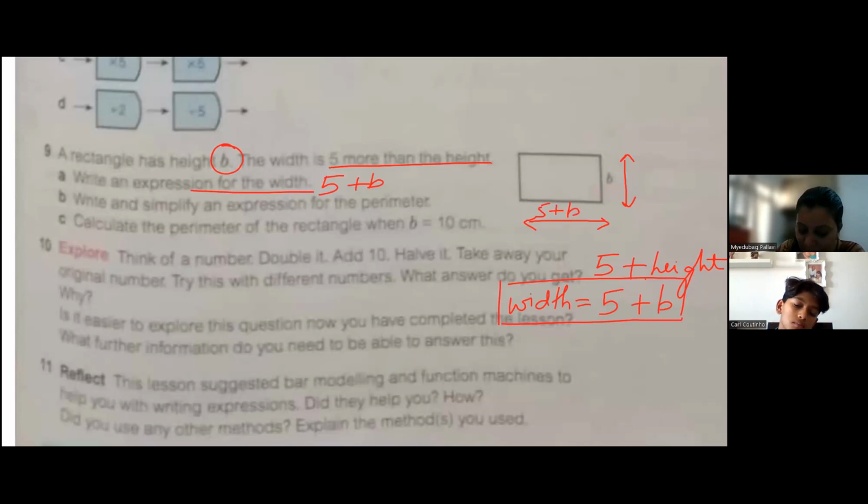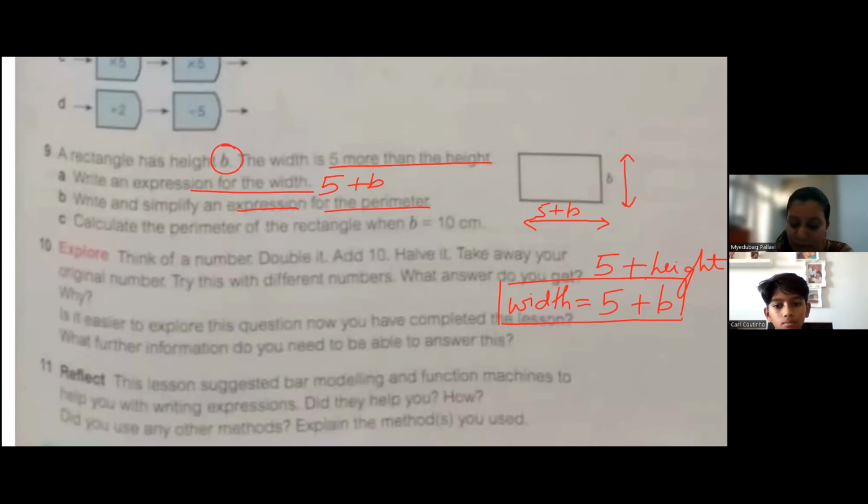Write and simplify an expression for the perimeter. So for the perimeter, what is the perimeter of the rectangle? What is perimeter in general? Have you learned about perimeter? You have to add all the sides. We did this same question yesterday also, I guess. So perimeter, sum of all the sides. So what will be the perimeter of this rectangle?